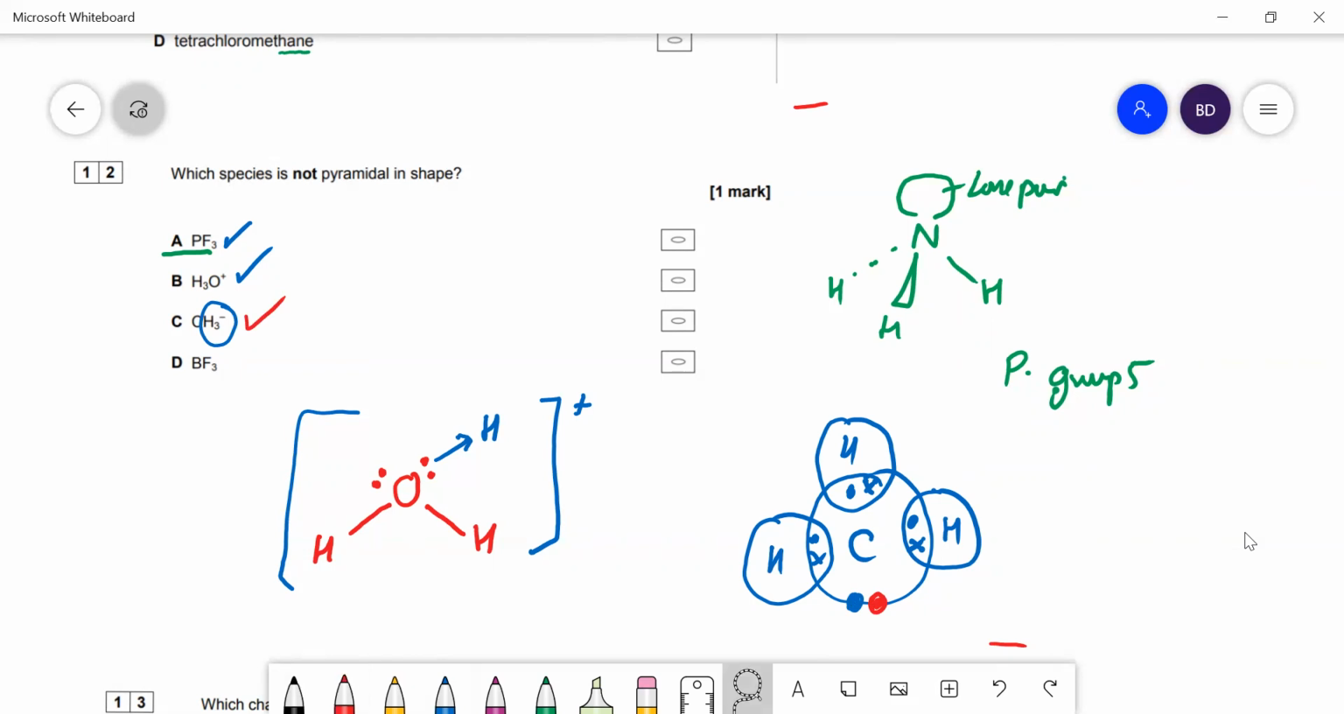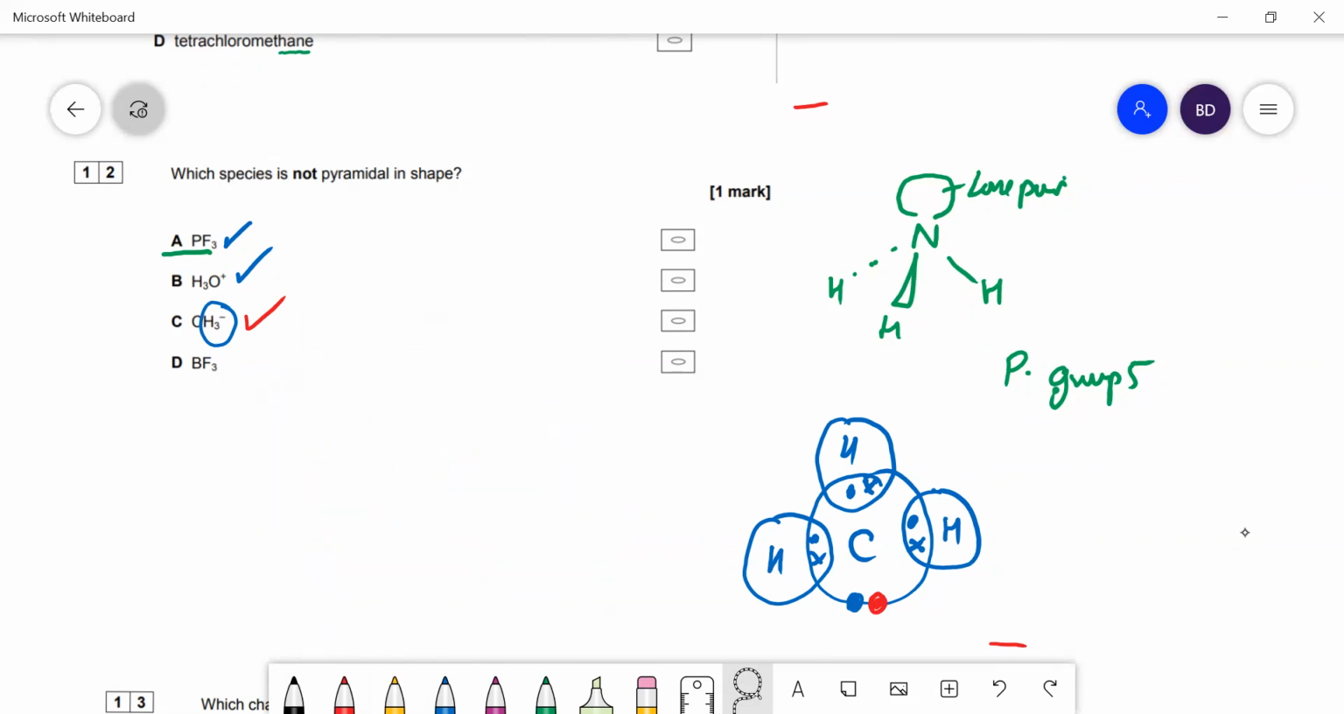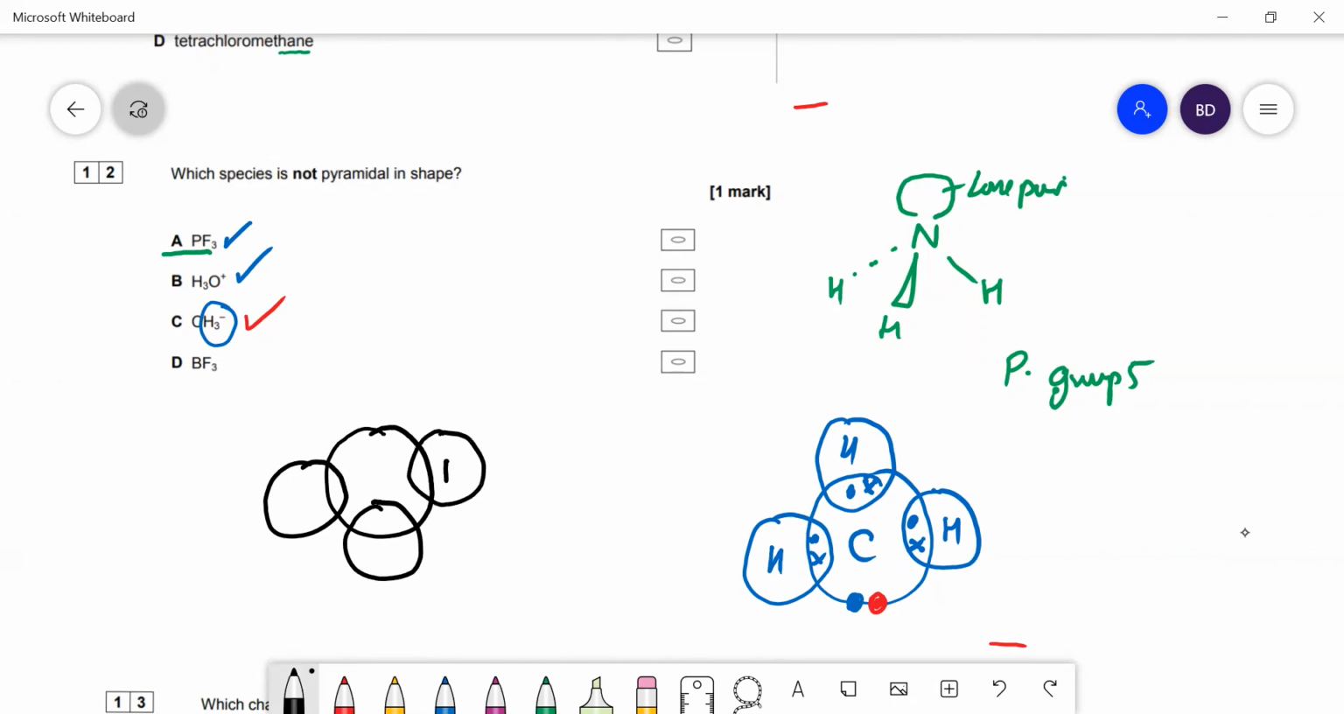Let's just do that. Boron, of course, is in group 3 of the periodic table. Okay, so we draw a dot cross diagram for that. 3 fluorines there. So we want a dot and a cross, a dot and a cross, a dot and a cross. So that's 3 of boron's 3 electrons drawn, no lone pairs. That's going to be trigonal planar, not pyramidal. So the correct answer is that one.